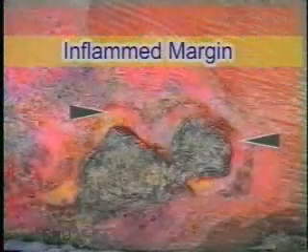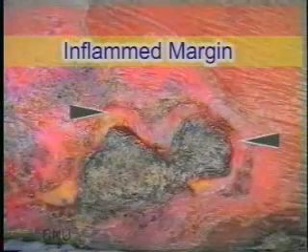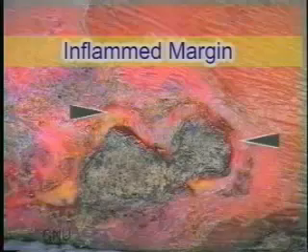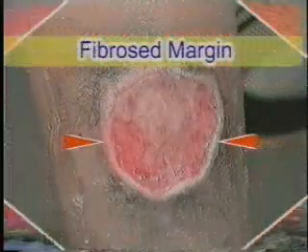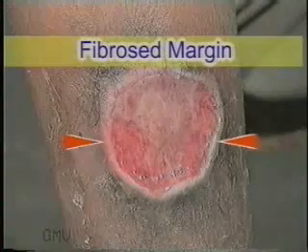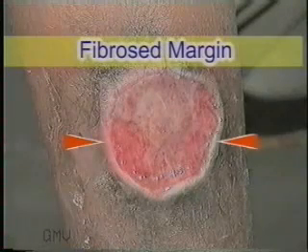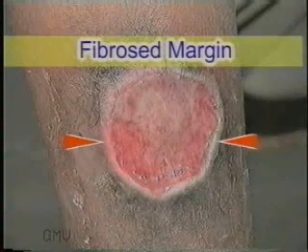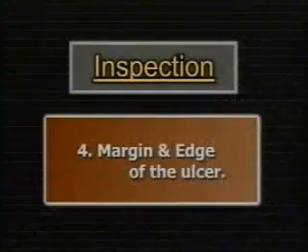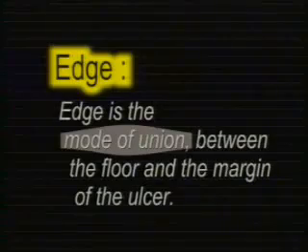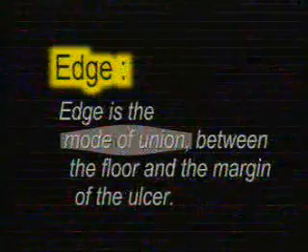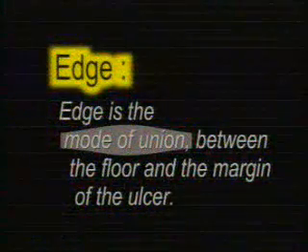A spreading ulcer shows a red, inflamed and irregular margin with inflamed surrounding skin. A chronic non-healing ulcer shows marked fibrosis with thickened white skin margins without the blue line of growing epithelium. Edge is the mode of union between the floor and the margin of the ulcer. So it has thickness, a 3rd dimension, and it can be inspected as well as palpated.